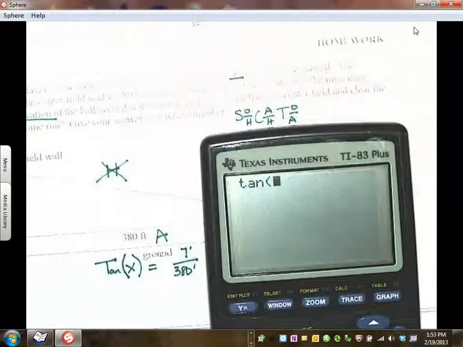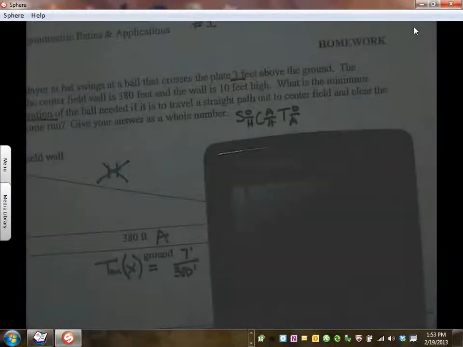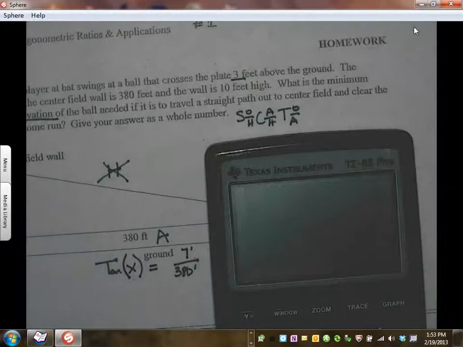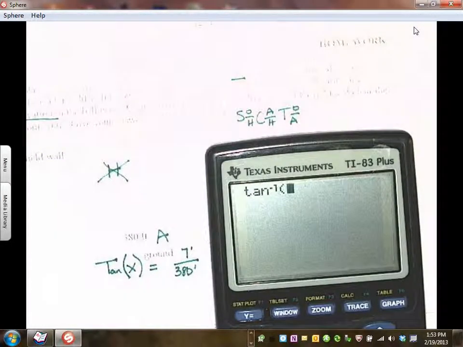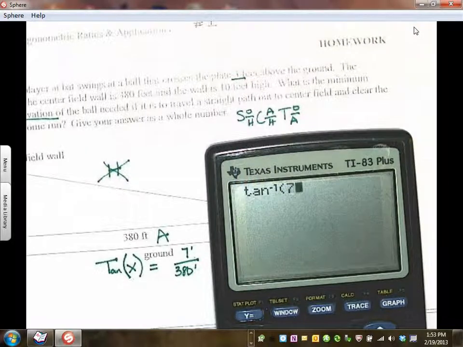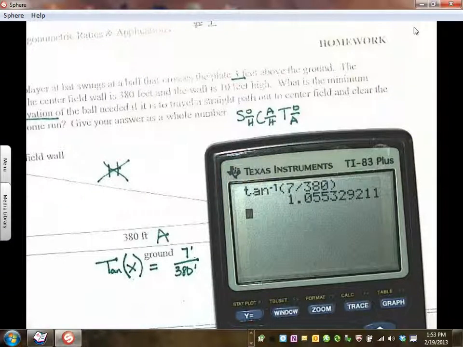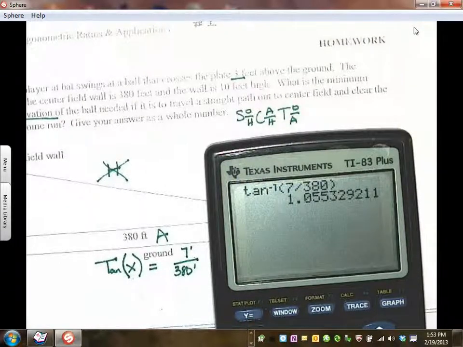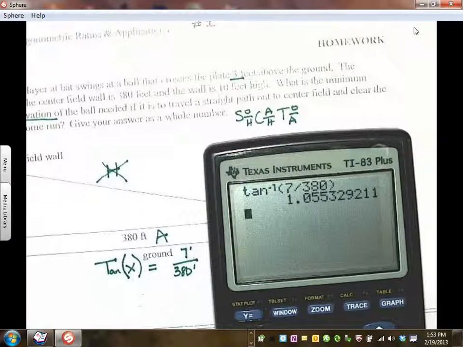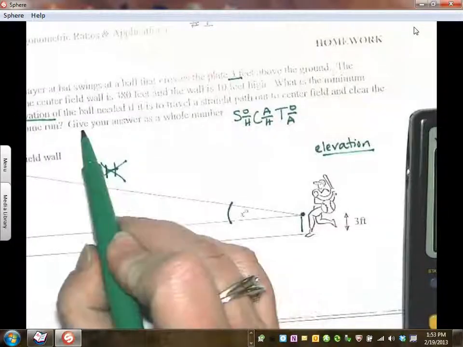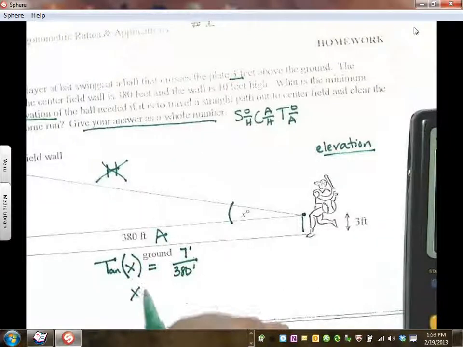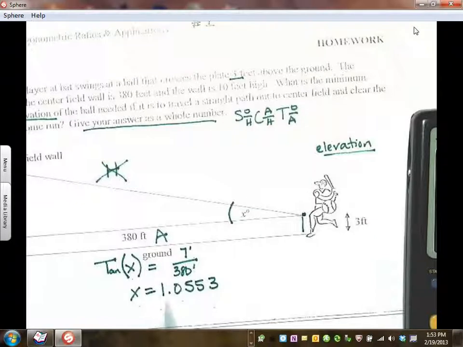Maybe if I move it down a little bit. We've got to get that second key. Second key, tangent, 7 divided by 380. Close it and hit enter. Notice I have 1.0553. Now it wants us to give our answer in a whole number. So we know X is equal to 1.0553. Whole number would be this.